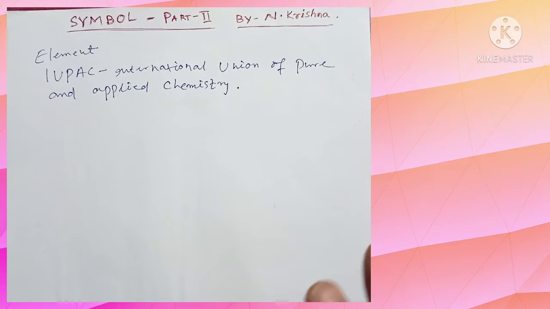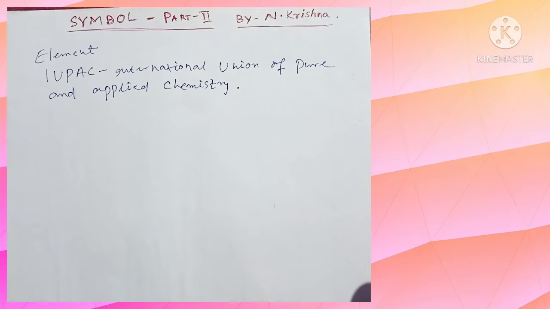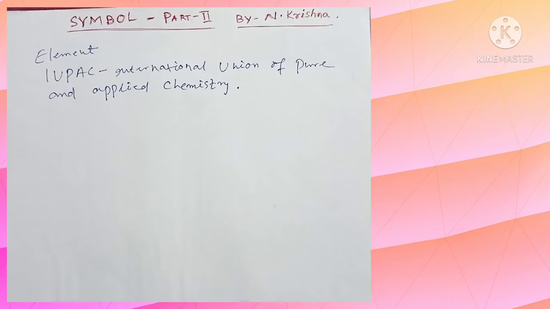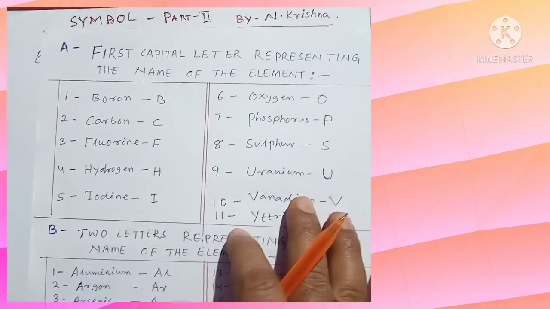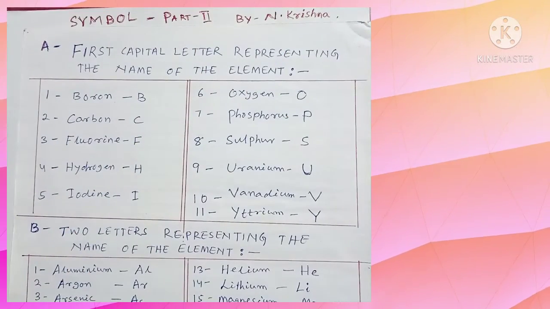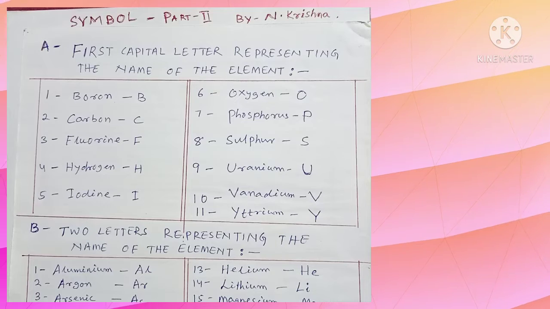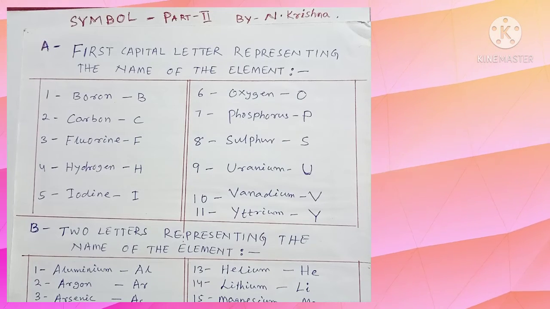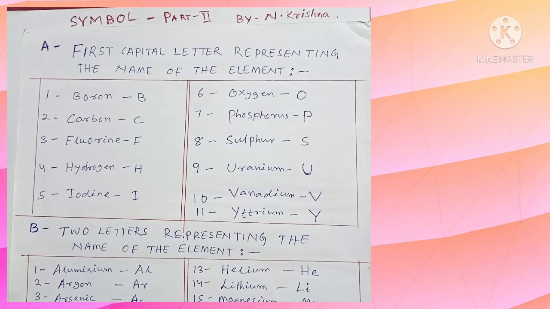Now we shall see the categories of representing the symbol of the elements. First, a capital letter representing the name of the element. By taking the first capital letter, we can represent the element like this. Here you see the table. Boron, simply B, carbon C, fluorine F, hydrogen H, iodine I. In this way, it is given in the table. You see the description box. I will share it with you.